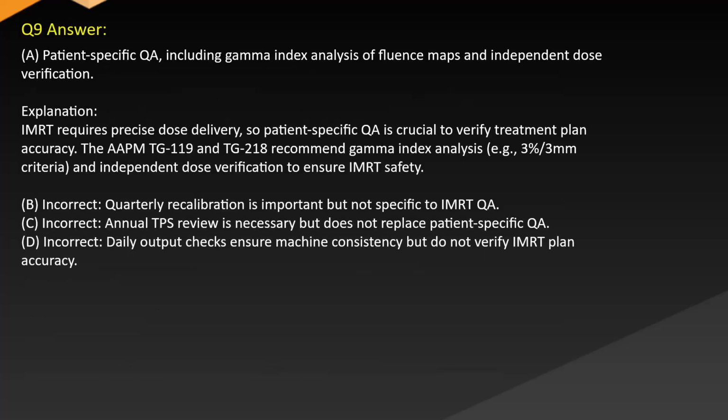Answer A. Patient-specific QA, including gamma index analysis of fluence maps and independent dose verification. Explanation: IMRT requires precise dose delivery, so patient-specific QA is crucial to verify treatment plan accuracy. The AAPM TG119 and TG218 recommend gamma index analysis, e.g. 3% 3 mm criteria, and independent dose verification to ensure safety. B. Incorrect. Quarterly recalibration is important but not specific to IMRT QA. C. Incorrect. Annual TPS review is necessary but does not replace patient-specific QA. D. Incorrect. Daily output checks ensure machine consistency but do not verify IMRT plan accuracy.